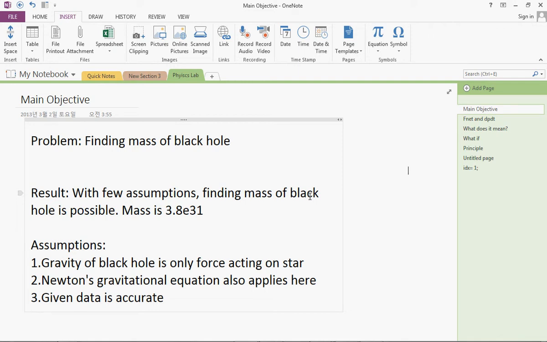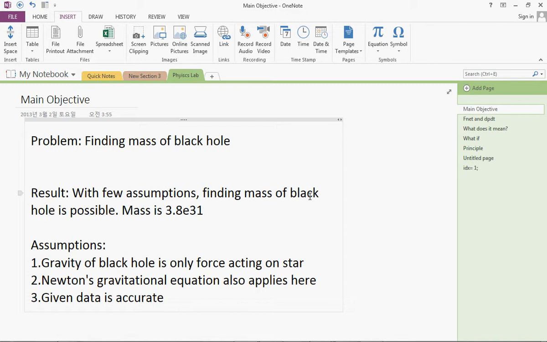This is my lab report about black holes. The problem I introduced here is to find the mass of the black hole based on the positions that are given. How do we find it? Let me tell you the result first.